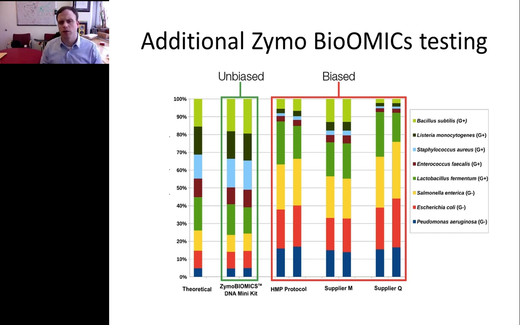So this is another reason to have the control, not only in a DNA form, but also in a cell form, so you can do this kind of testing. And so this is another reason to have these controls.